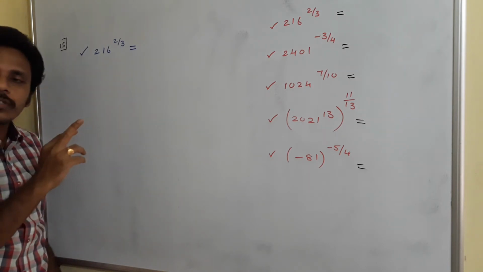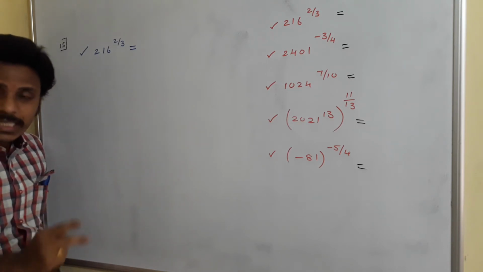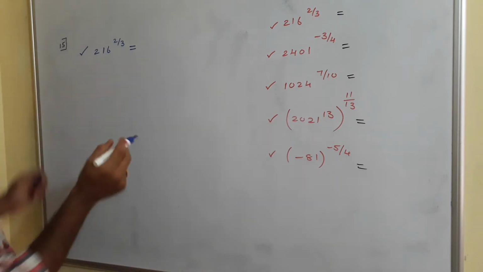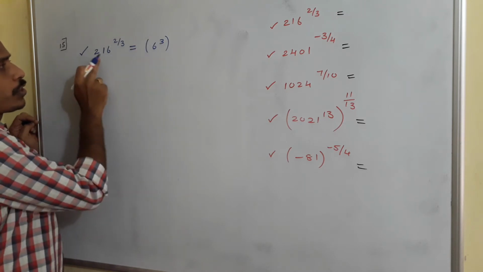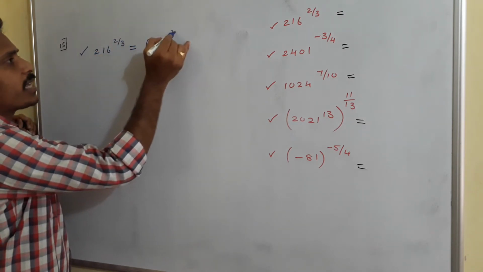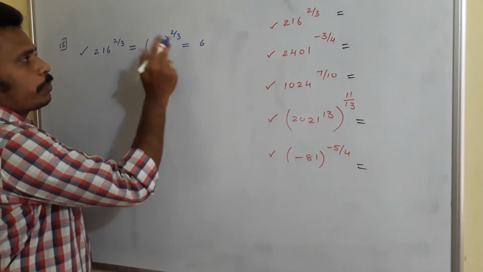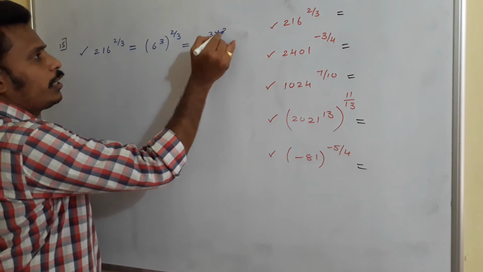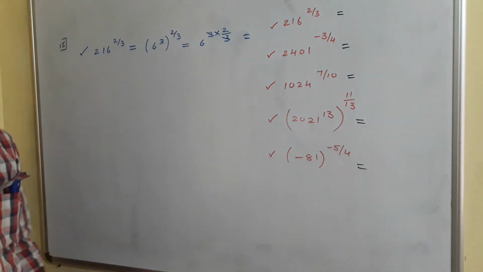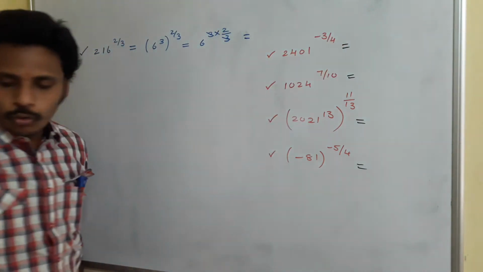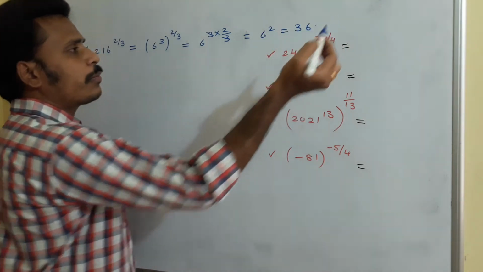With 6: 6 power 1 is 6, 6 square is 36, and 6 cubed is 216. So I rewrite 216 as 6 cubed, and I have 2 by 3 as its power. 6 cubed to the power 2 by 3, and 6 to the power, multiply these two: 3 into 2 by 3. The 3 and 3 get cancelled, and you are left with 6 square, right? And its value is 36. That's the problem.